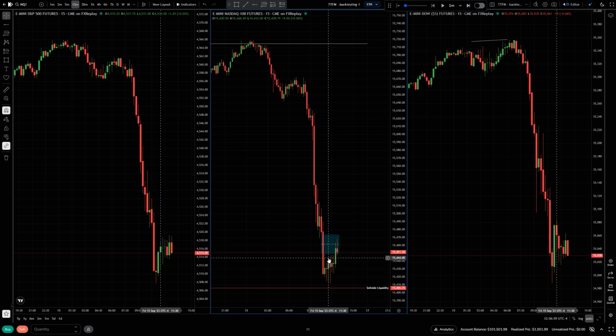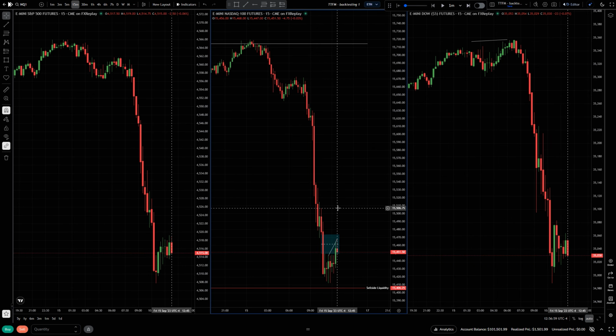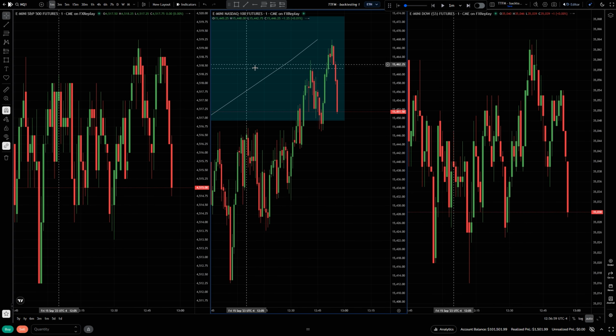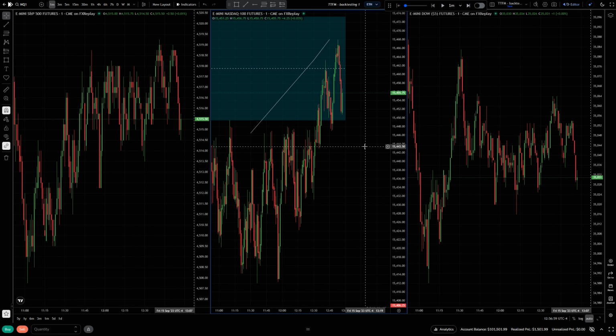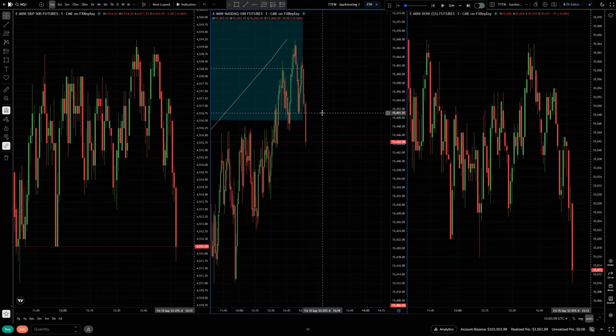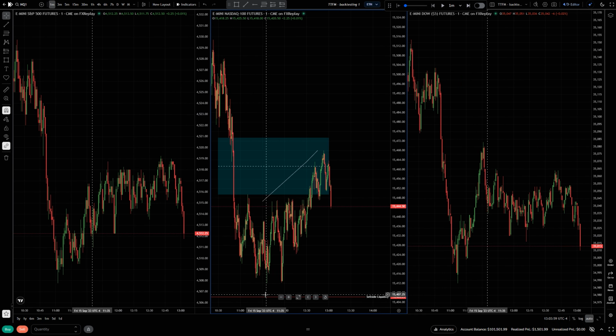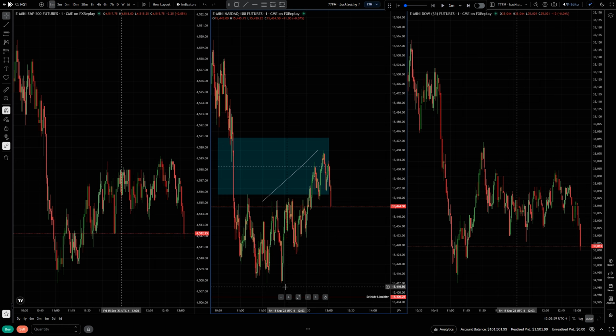So we have SMT with this high. So we have SMT like this, and then we have another SMT like this. And right now, I want to see all of the assets start to V-shape to the downside. And as you can see, NQ doesn't want to. Okay, now NQ does. But also NQ has this open draw left.